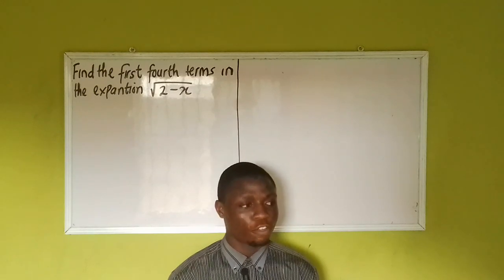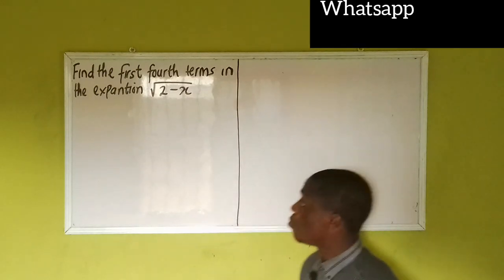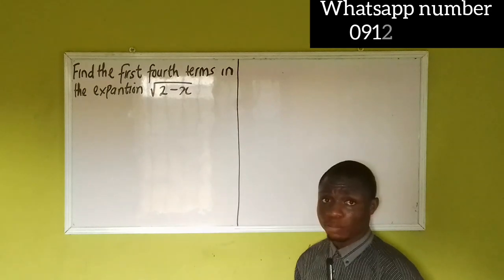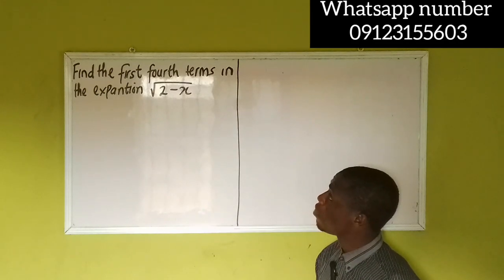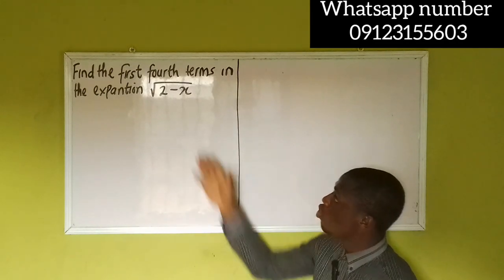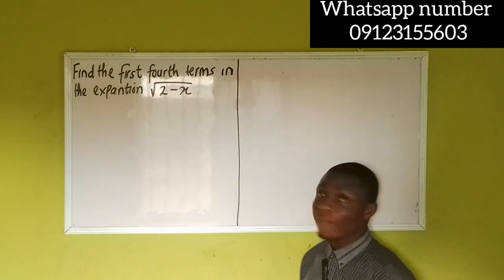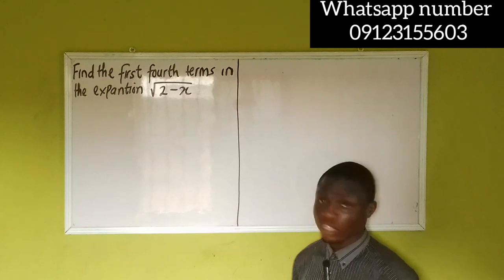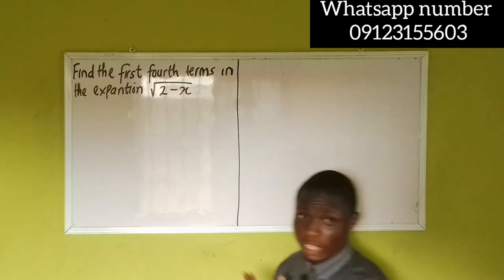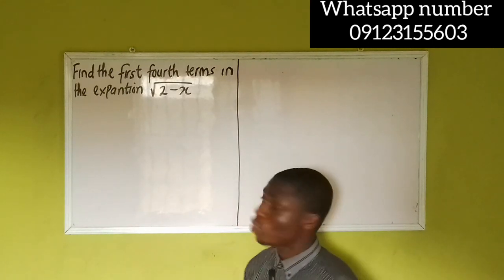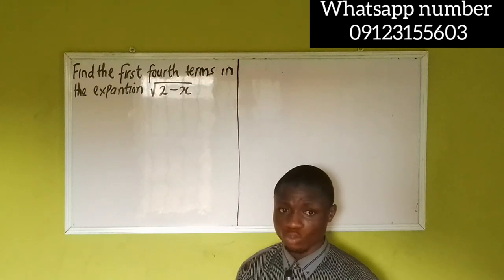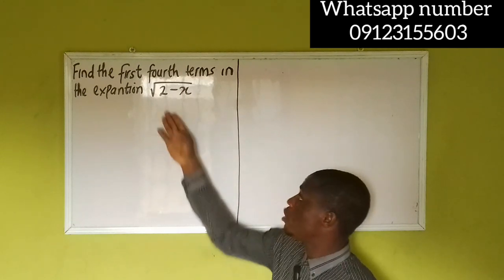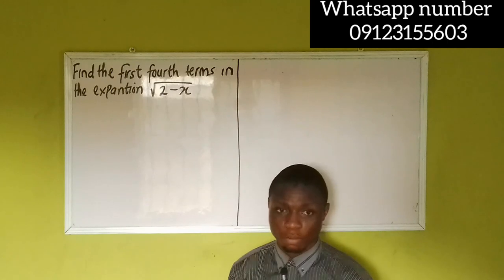Academy. For today, we're going to be looking at how to solve this problem. Find the first four terms in the expansion of root 2 minus x. I want to apply the concept of binomial theorem to expand this. So what do I do? My first task here is to simplify this in index form.